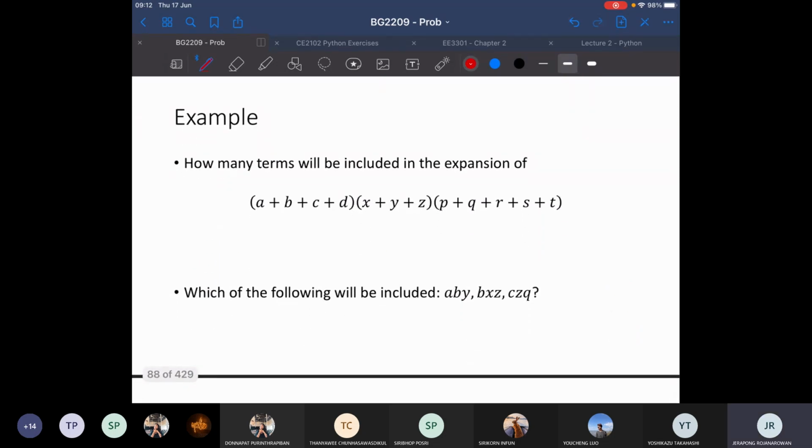So how many terms will be included in the expansion of this? You can see that you have 4 of this, you have 3, 5.